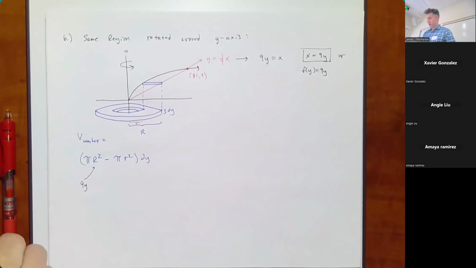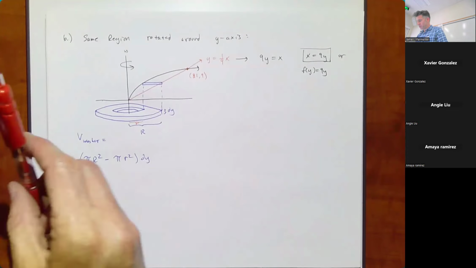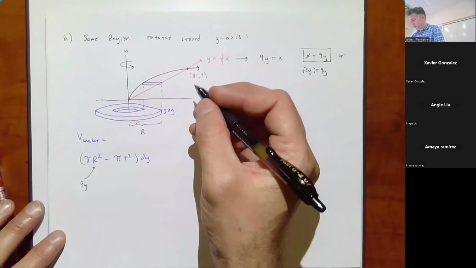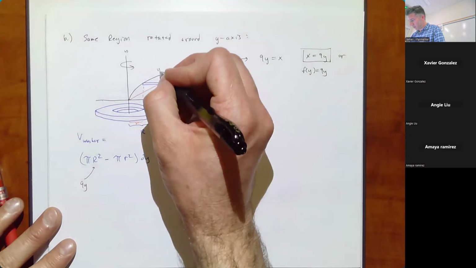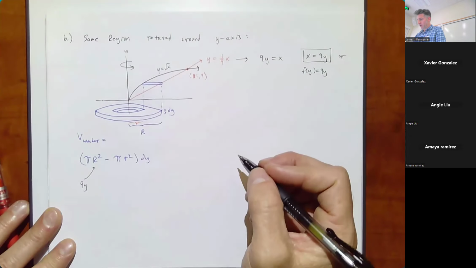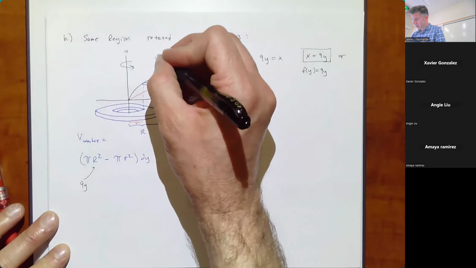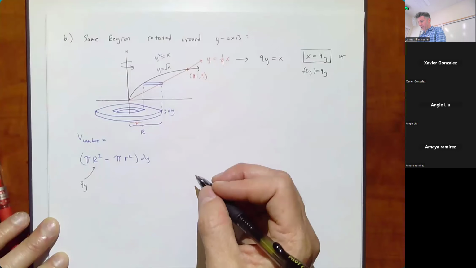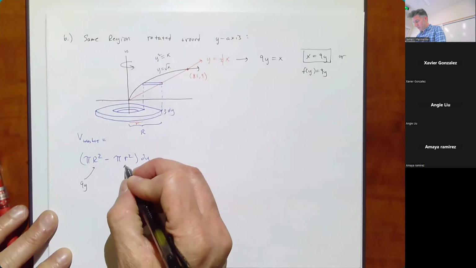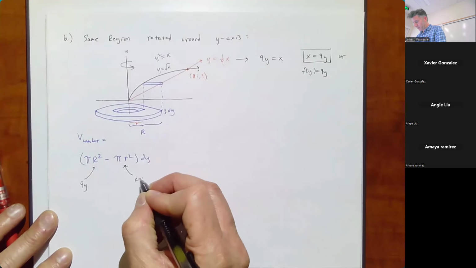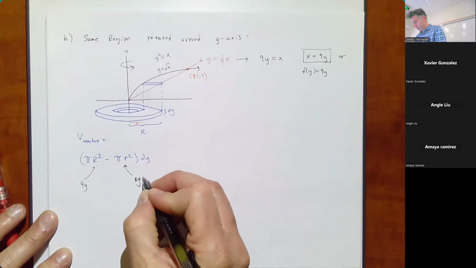My inner radius, well, that's coming from the other function, which is y equal to the square root of x. So we're going to solve for x, and we're going to get y squared equal to x. So my inner radius is x equal to y squared. So I guess I just want to write y squared here.